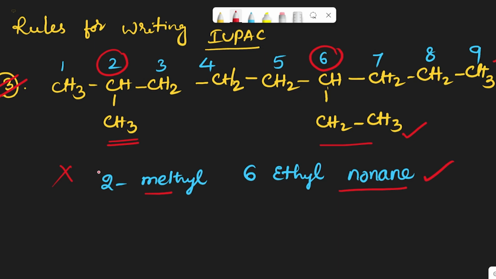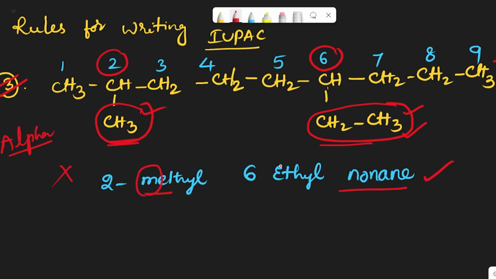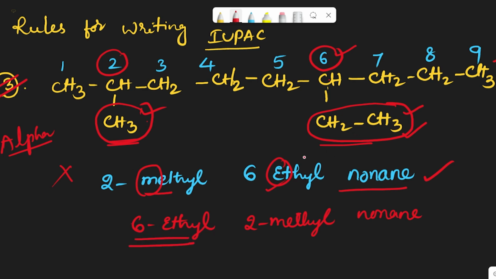If different alkyl groups are present, here one alkyl group is methyl and the second alkyl group is ethyl, then they are listed in alphabetical order. This is very important. We have to write it in alphabetical order. Methyl M, ethyl E. What comes first? Obviously E comes first. So its name is 6-ethyl 2-methyl nonane. The numbering is not changed here, because the ethyl is at the 6th position and the methyl at the 2nd position, but the alphabetical order is followed, so 6-ethyl comes forward. 6-ethyl 2-methyl nonane. So rule number 3 is, if different alkyl groups are present, then they are listed in alphabetical order.